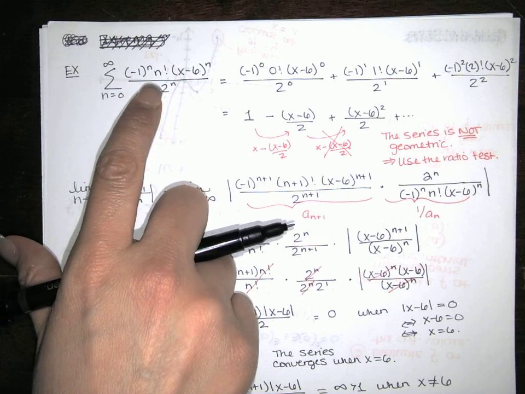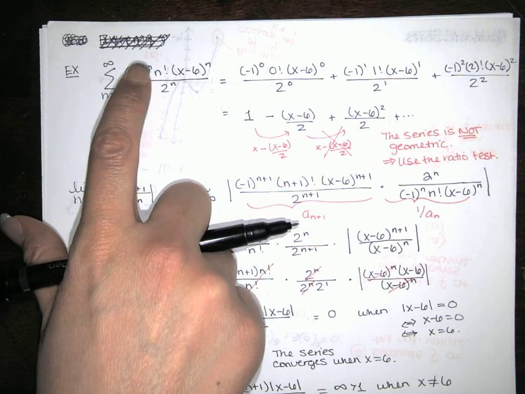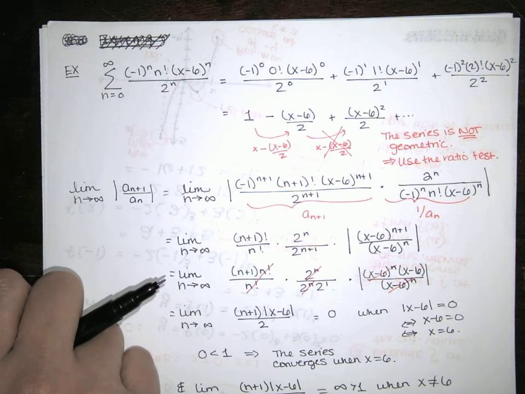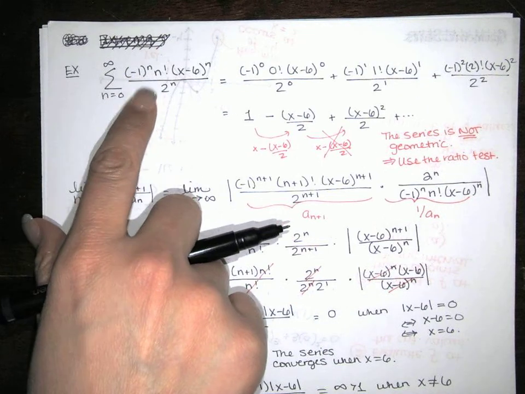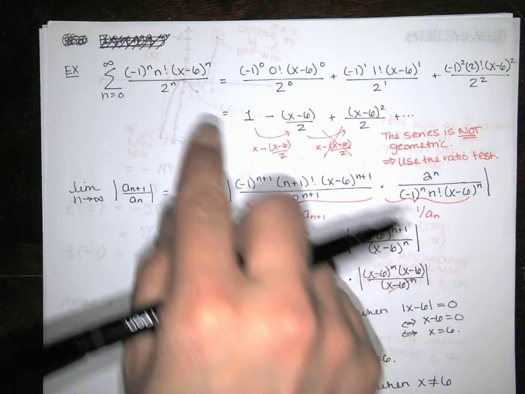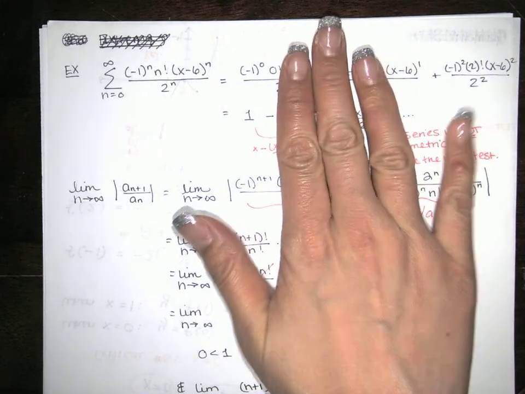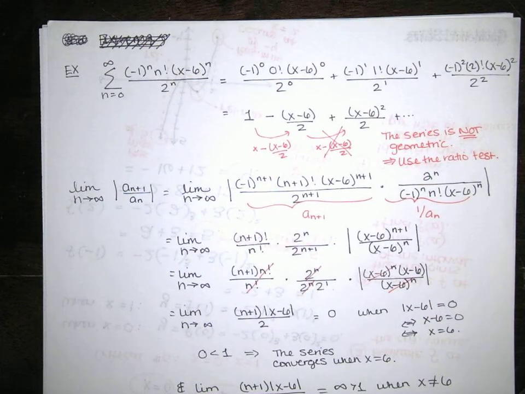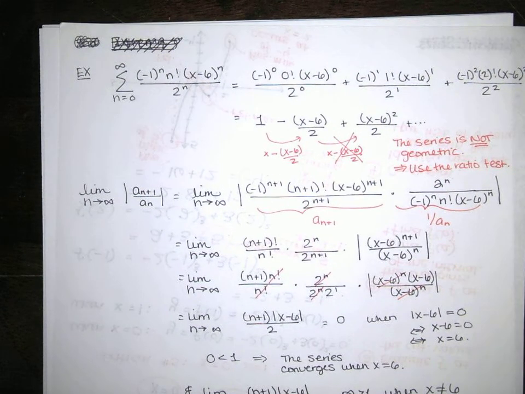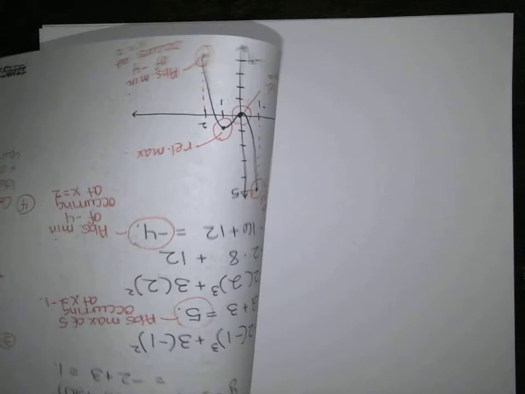So the factorial is going to grow faster than the exponential. And since the factorial grows faster than the exponential, I would expect this to diverge most of the time. But when x equals 6, all those are gone and we just get 1, so it converges. So that's the ratio test.